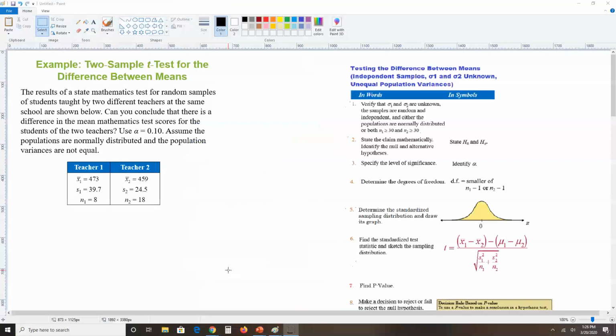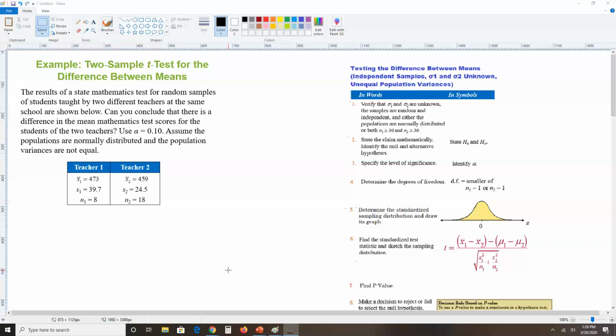All right, we're going to continue here comparing two population means. And in this case, we're working with two samples that are independent. Now, the difference is I do not know the standard deviation of the two populations.